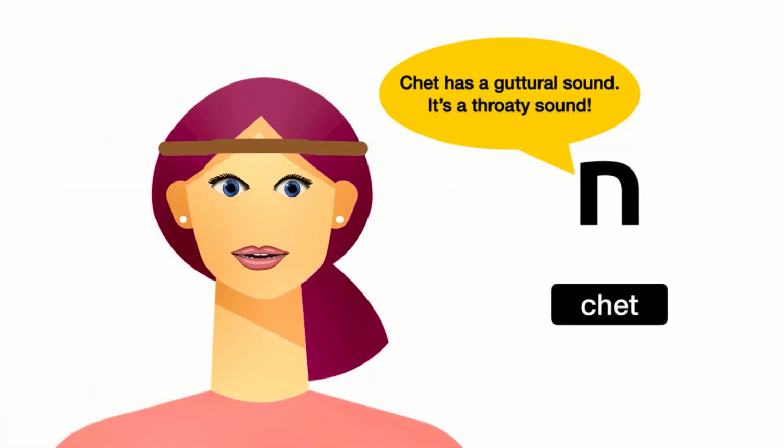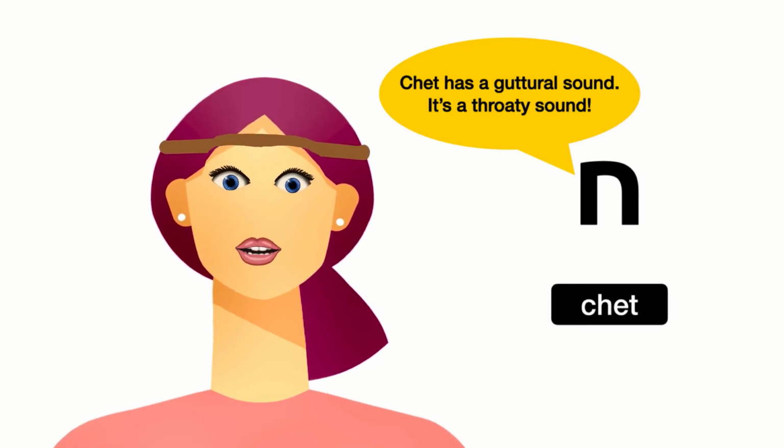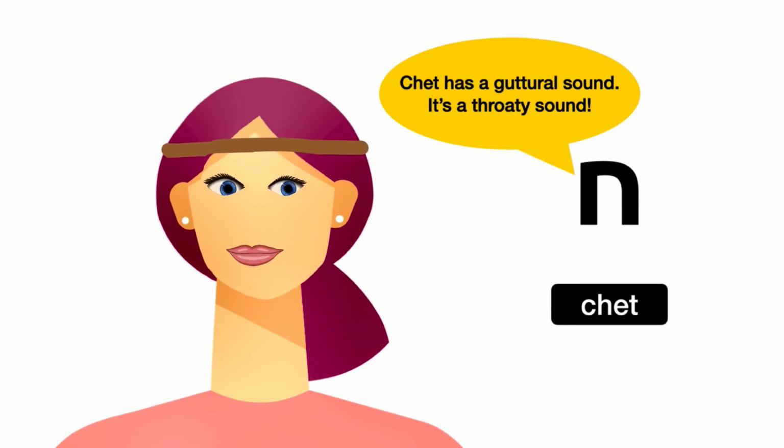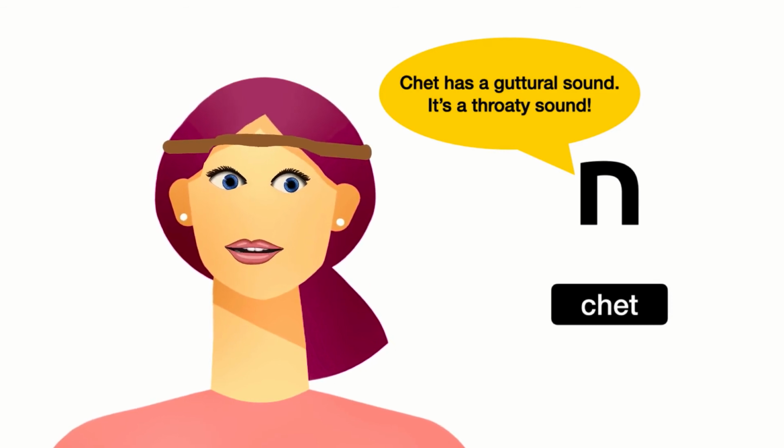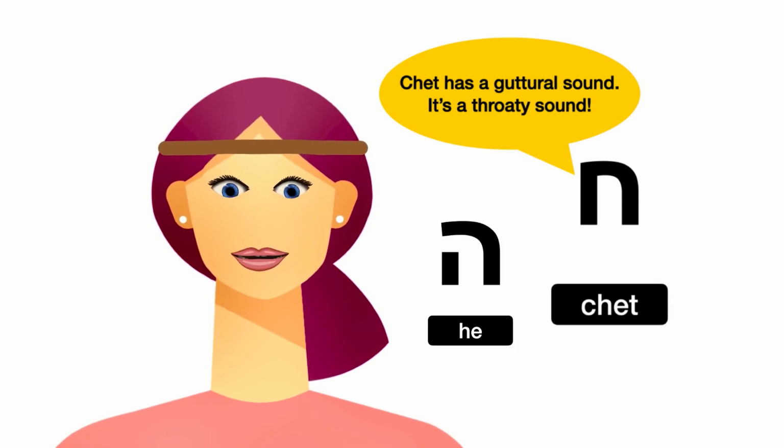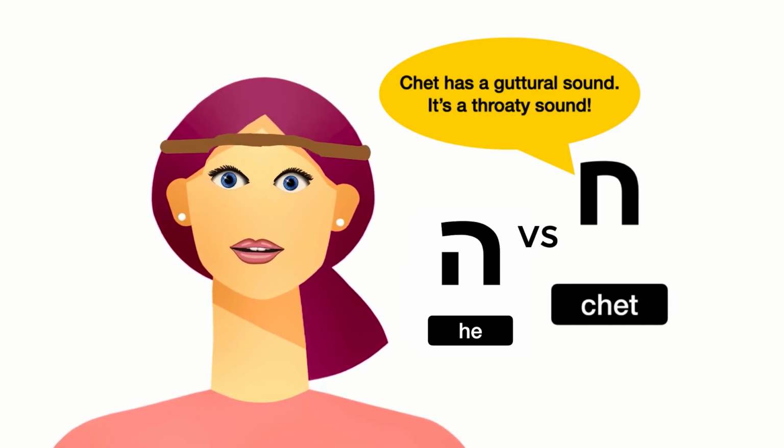Now, let's see the letter Chet. You'll notice that this letter has a guttural sound. It is a somewhat raspy sound coming from the throat. You'll also notice that it looks like the letter He. So in order to distinguish Chet from He, please note that Chet is closed, and that He has an opening.